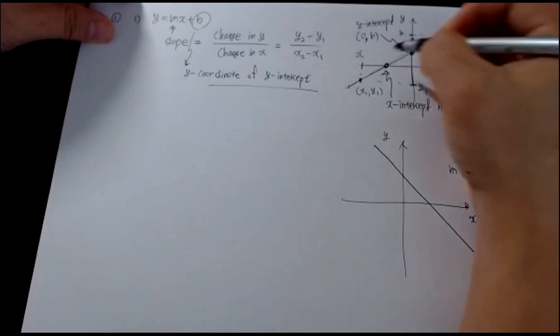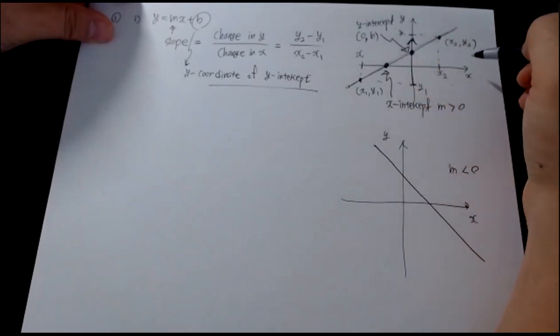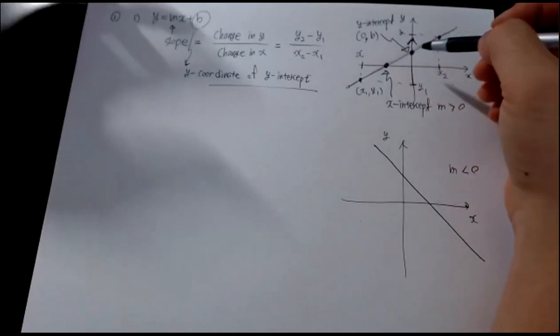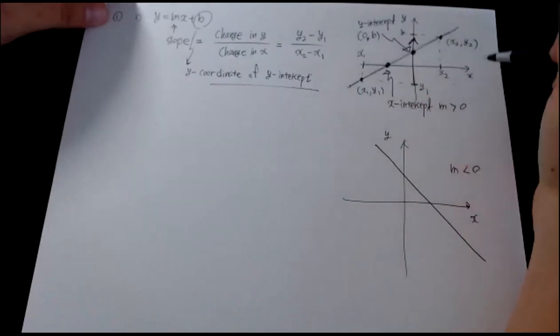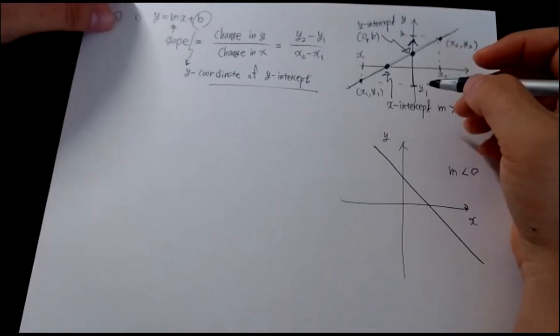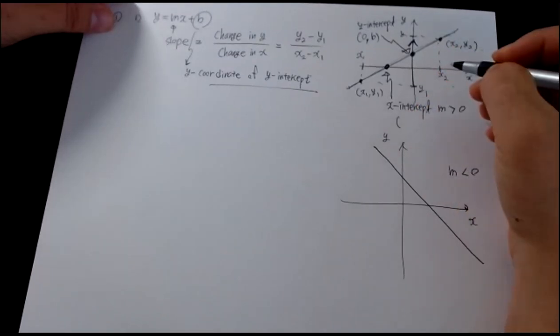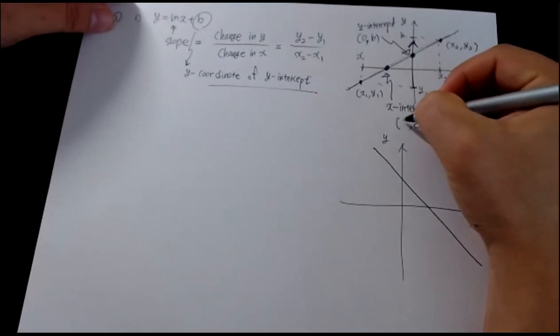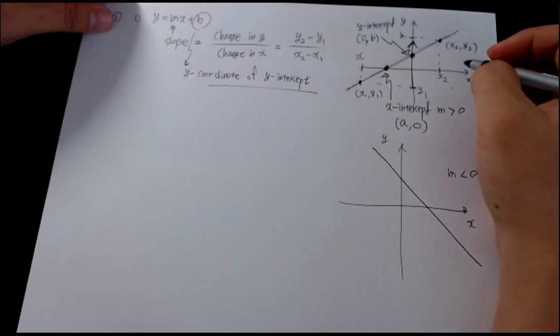Okay, as you can see, since the point lies on the x-axis, it is also the intersection point between the line and the x-axis. So the y coordinate must be 0. Let me just call it a.